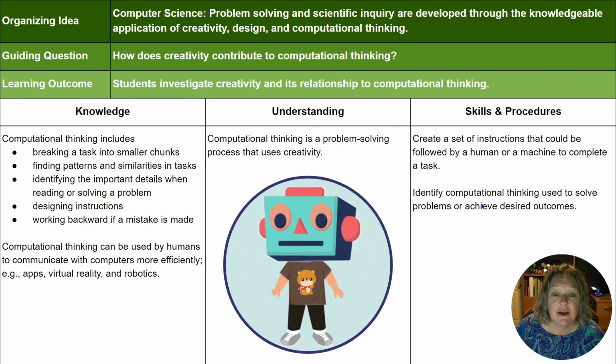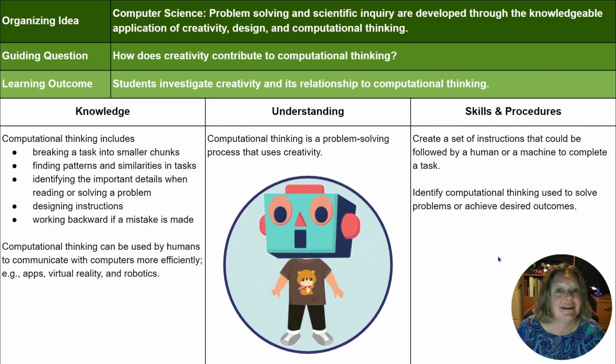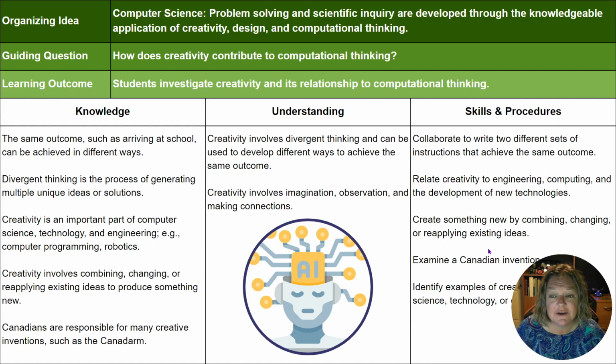The knowledge, understanding, skills, and procedures in grade 3 have students creating sets of instructions that could be followed by a human or a machine and identifying computational thinking. We also see collaborating to write two different sets of instructions, relating creativity to engineering, and we even see examining a Canadian invention coming up in the computer science curriculum. So some of these things you're definitely going to be teaching explicitly only within a computer science unit within your science timetable. But you're also going to be looking for opportunities to connect these into your other science units and your other subject lessons too.